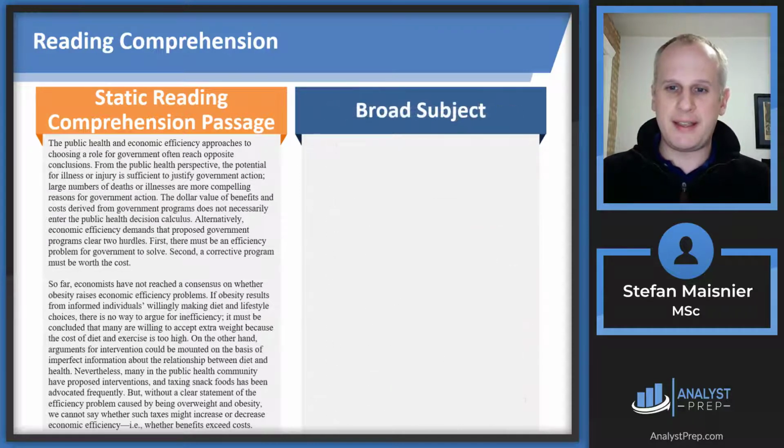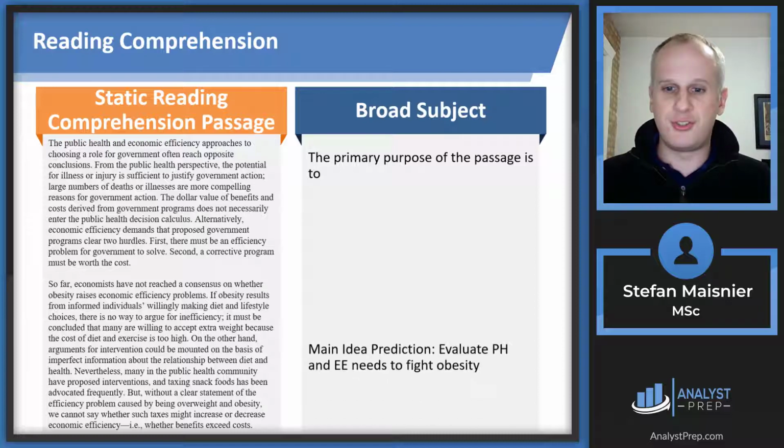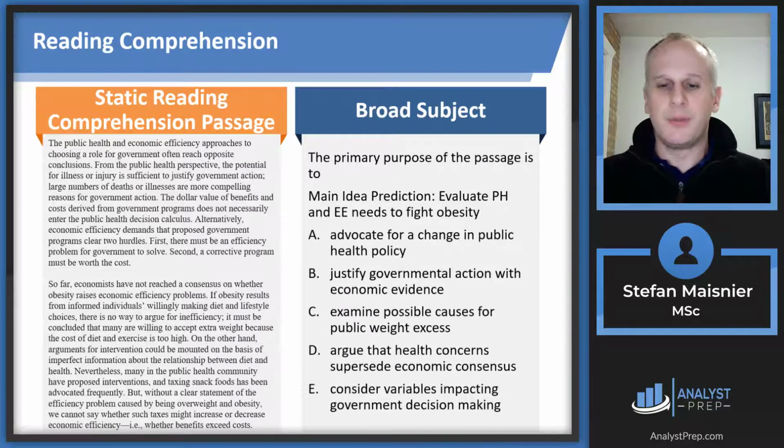So we'll bring back in our initial broad subject question: primary purpose of the passage, and we know our prediction is to evaluate the pH and EE needs in fighting obesity. So now we've got our answer choices, and we want to compare those against this prediction while also seeking actions and descriptions that we know don't match what we just read and mapped.